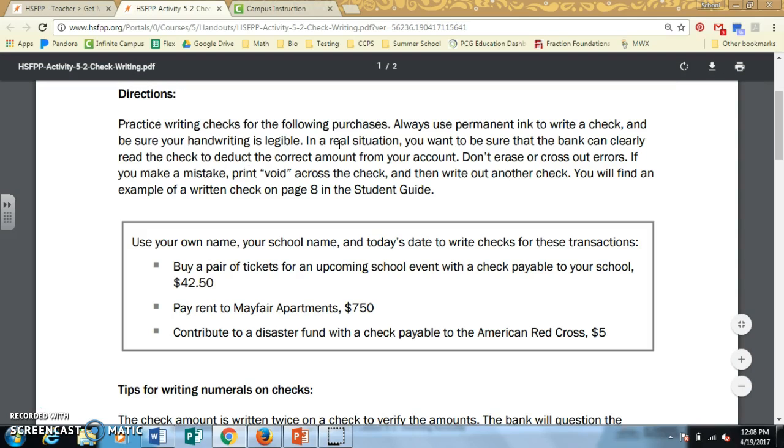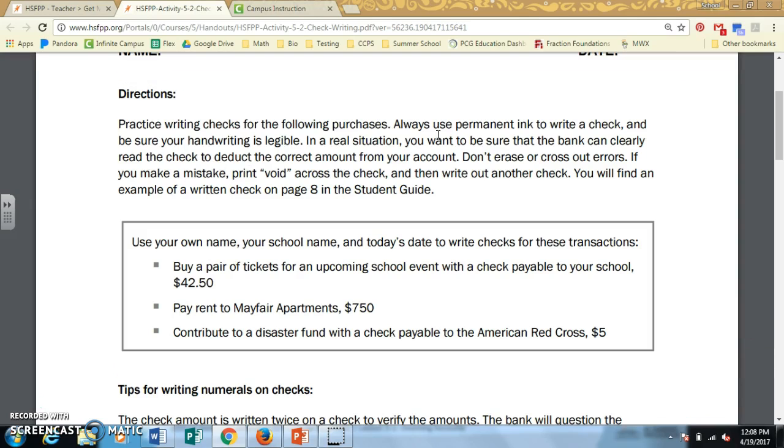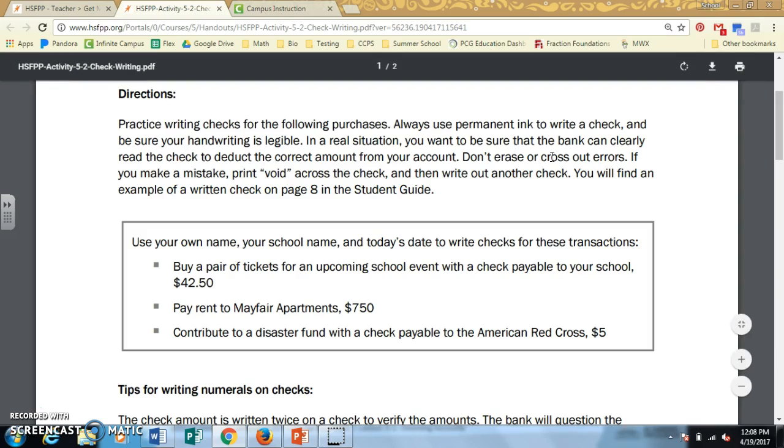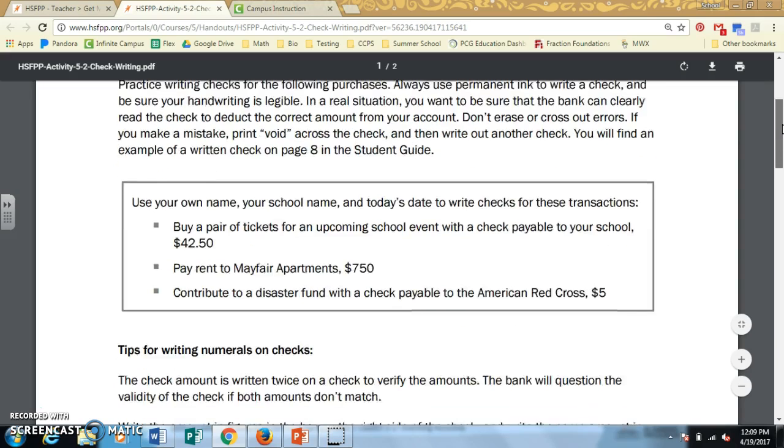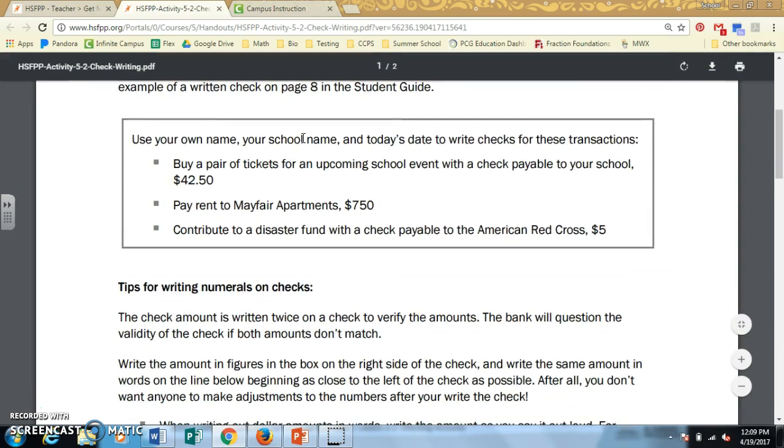Be sure that your handwriting is legible. In a real situation, you want to be sure that the bank can clearly read the check so that they take the correct amount from your account. Don't erase or cross out your errors. If you do make a mistake, print void across the check and then write out another check. So you'll find an example of a written check on page 8 that we've already gone over. So you're going to use your own name, your school name, and today's date to write checks for 3 transactions.